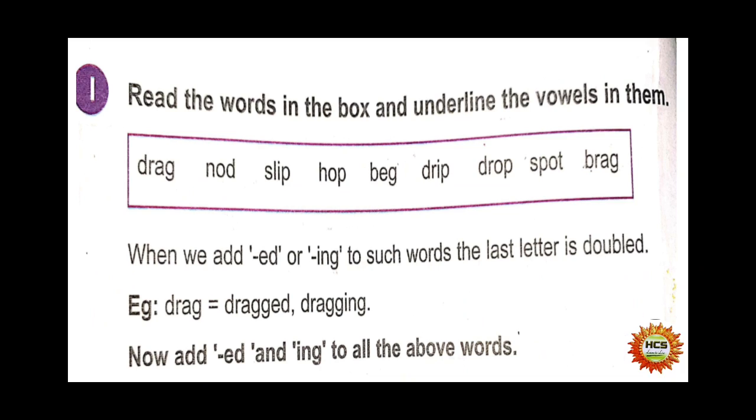So look at the spelling of dragged. In the first word, dragged, ed is added. So the last letter is G, and it is doubled: dragged or dragging. Now add ed and ing to all of the above words.